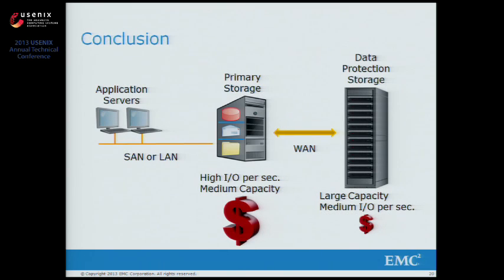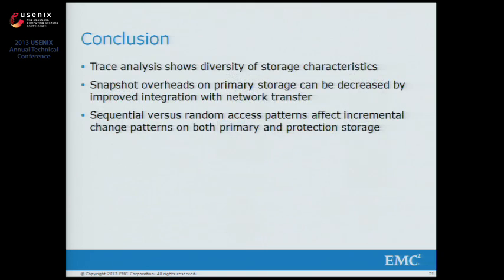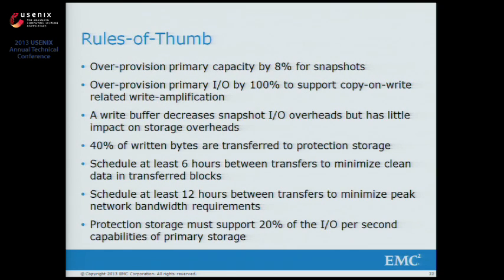So in conclusion, we can return to our storage environment, and now we have better information about the overheads on primary storage related to snapshotting, the network bandwidth requirements, and the capacity and I/O requirements for protection storage. We analyzed a very large number of traces to better understand incremental change characteristics. We present replication snapshots, which are an improvement over standard snapshotting to reduce overheads on primary storage. And we've analyzed the differences between sequential and random access patterns, which can have widely different characteristics. I'm not going to read through this set of rules of thumb, but I'll just leave them up on the screen as I answer questions.